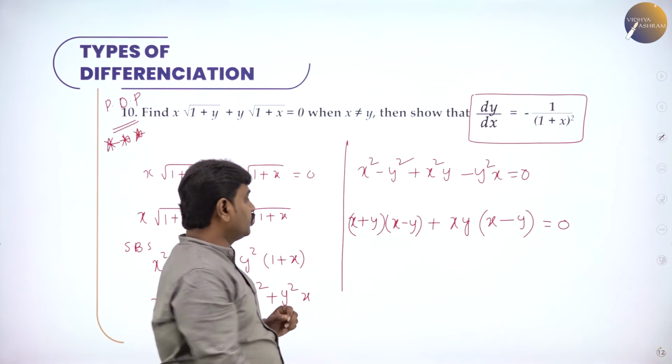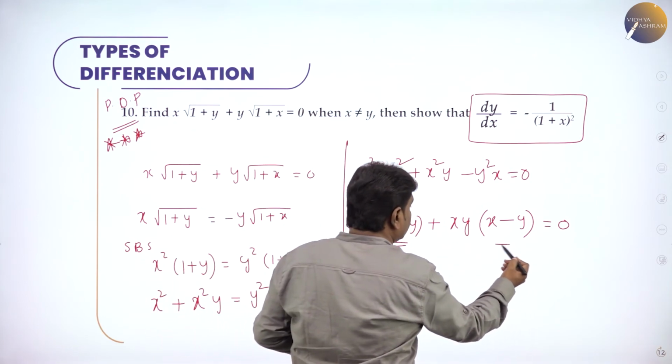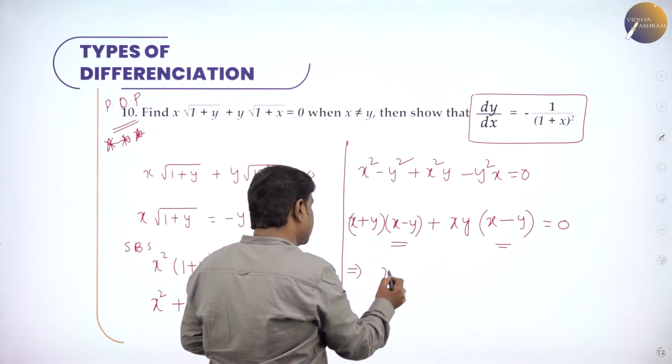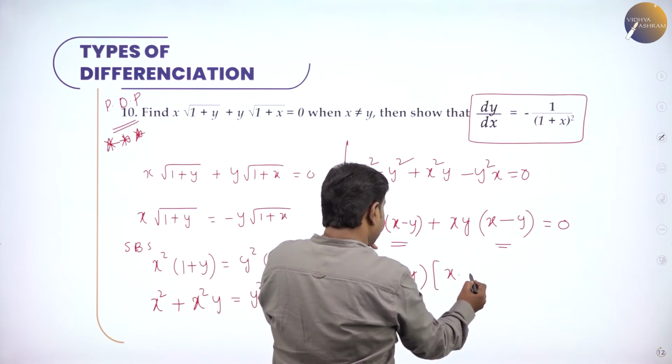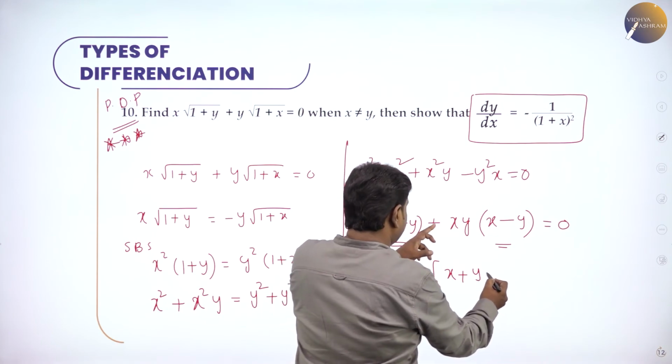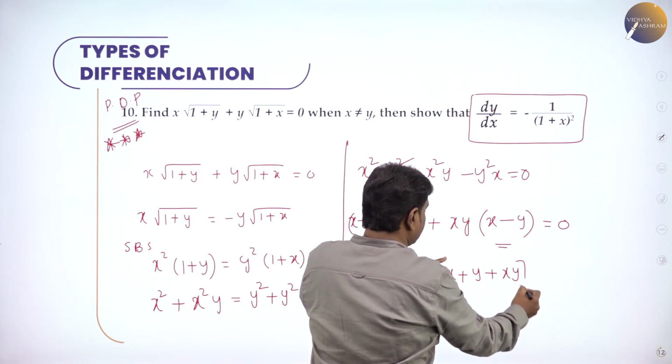Factorizing, rearranging. In these two you can observe carefully, x minus y is common. That implies I will take x minus y common. If I take x minus y common, what is left out? x plus y plus xy is equal to 0.